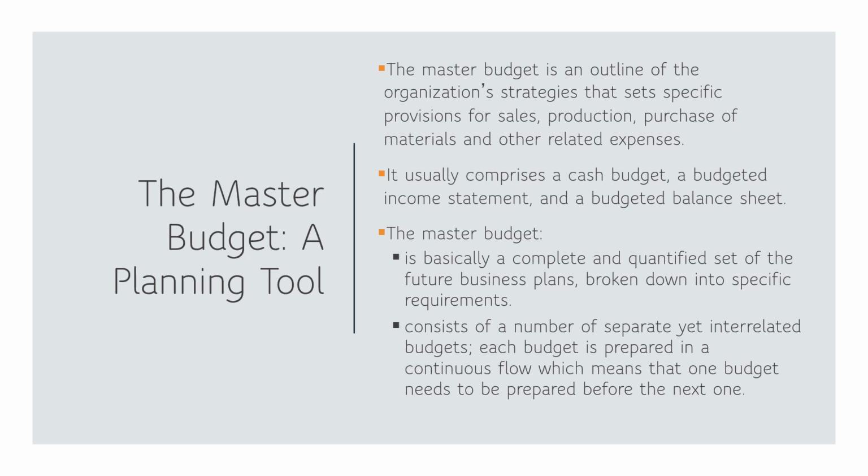Actually, it's a big picture plan. It outlines the organization's overall strategy and includes detailed plans for sales, production, purchasing materials and other related expenses. So, it is a comprehensive document. It brings together several smaller budgets into one complete plan.